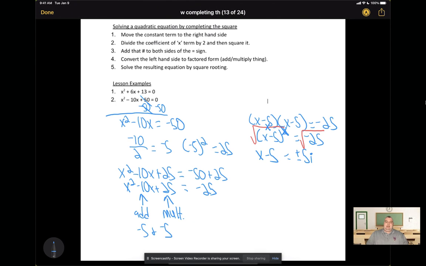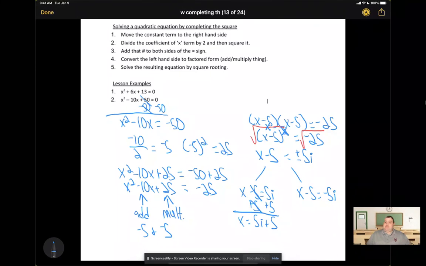All right, so when I put all this together, I end up with two equations. I end up with x minus 5 equals 5i, and x minus 5 equals negative 5i. All right, so let's solve it first when it's positive. So x minus 5 equals 5i. Add 5 to both sides. Okay. So x equals 5i plus 5.